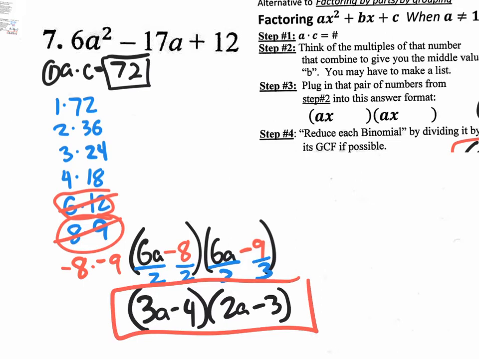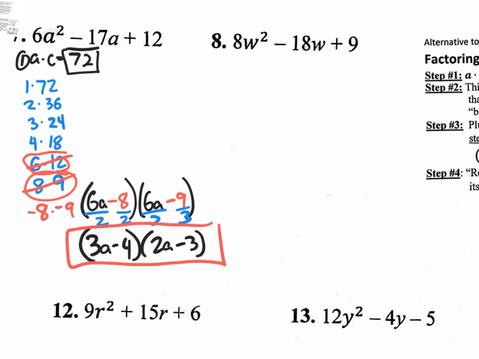If you don't believe me, you could distribute and combine like terms. 3a times 2a, you get the 6a squared. 3a times negative 3, and so on and so on. It will give you the original quadratic trinomial. So this is way faster, way more accurate, way easier than factoring by grouping. Okay, it's the same 2 first steps. It's just step 3 and 4 are way easier. Let's move on to the next one.